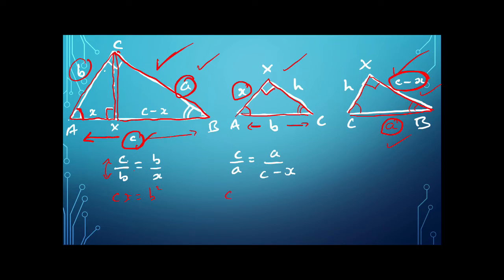I'm just going to rearrange that. So we get that, multiply that bracket out, so C squared minus Cx is equal to A squared, but Cx is equal to B squared. So I'm going to rewrite that as C squared minus B squared is equal to A squared, and we typically would write that as C squared equals A squared plus B squared, which of course is Pythagoras' theorem.